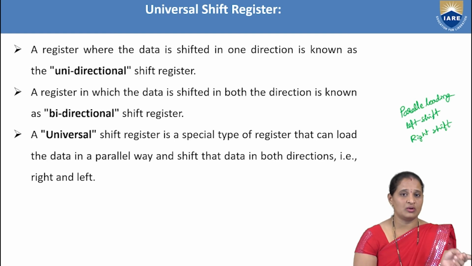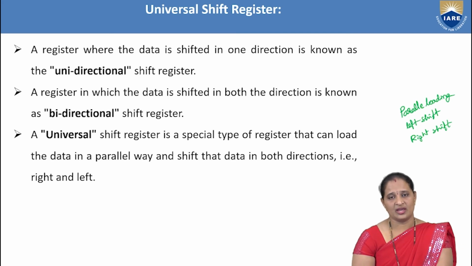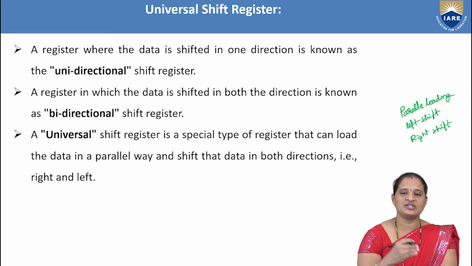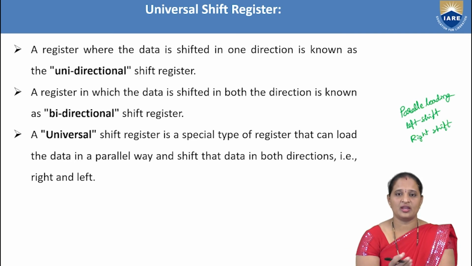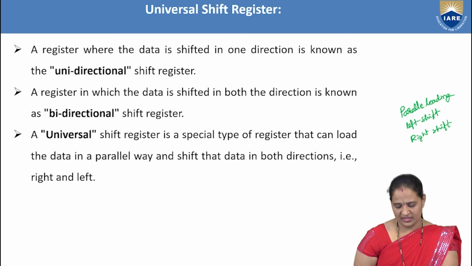But there also the data can be loaded and read from the registers in serial fashion. So that is why it is called only a bidirectional shift register. Now I want a register in which I can perform parallel loading as well as shift the data in either direction, from right to left or left to right. That can be done by a universal shift register.